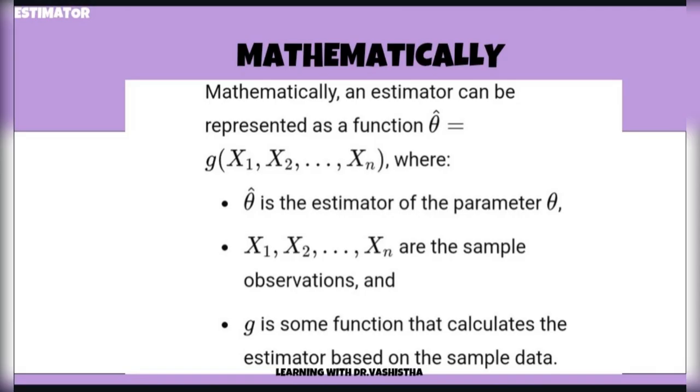Let's do some math. So here we have taken a very, very simple equation to explain the relationship. See, mathematically an estimator can be represented, as you can see here, as a function, as I already told you earlier: theta cap equals g, small g, under brackets, capital X1, X2 and further on till Xn, where this theta cap is the estimator of any population parameter theta. X1, X2, Xn are the sample observations that we have taken, and g is some function that calculates the estimator based on that sample data that we have taken out of the population.